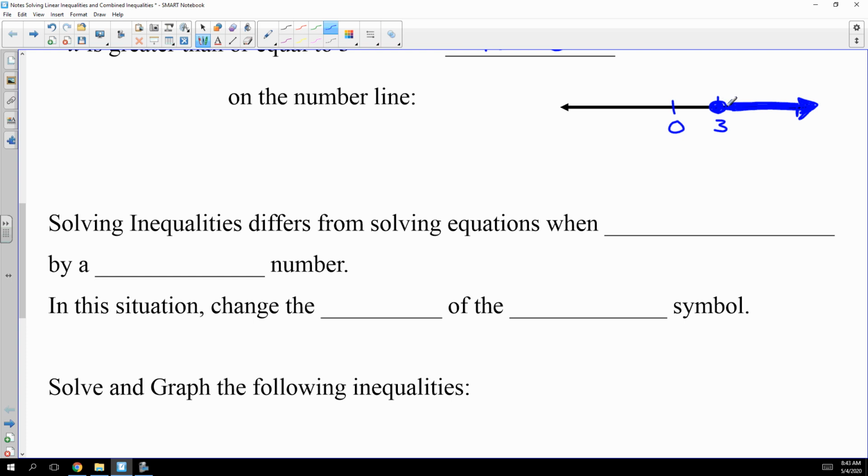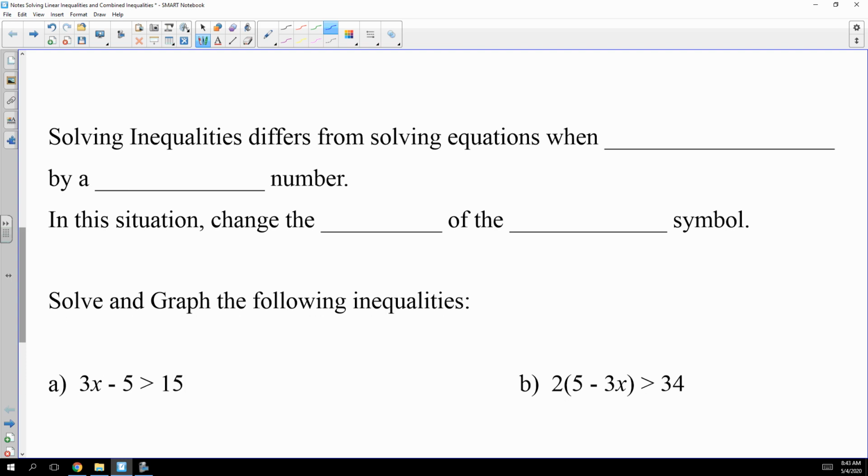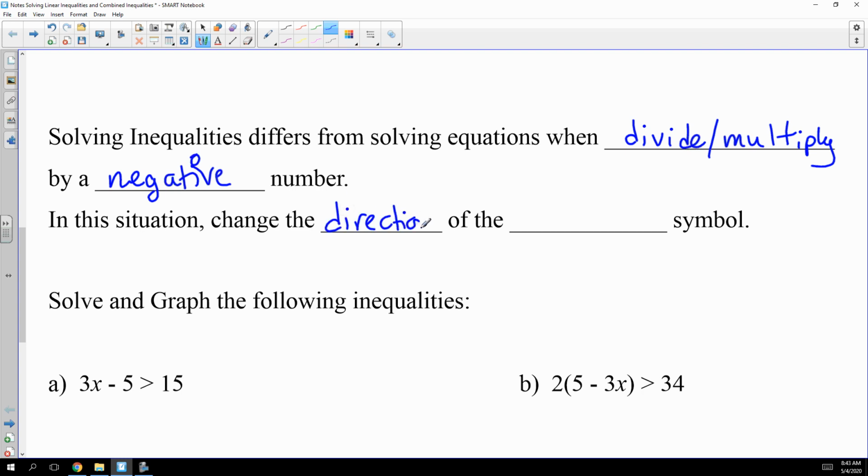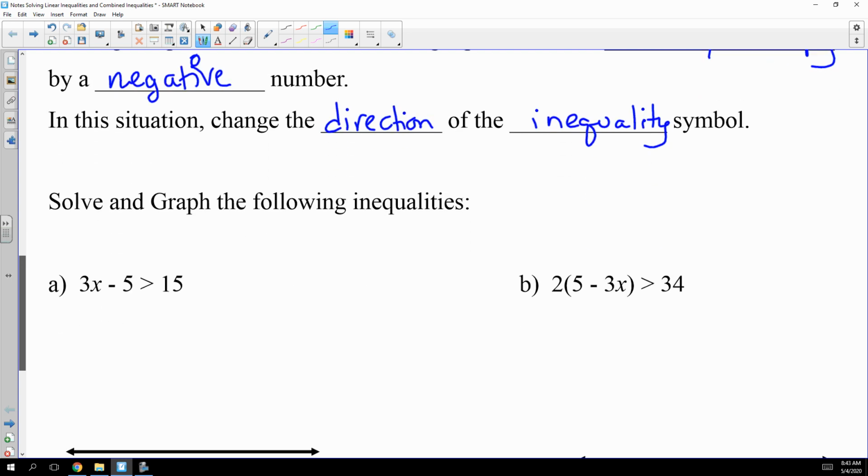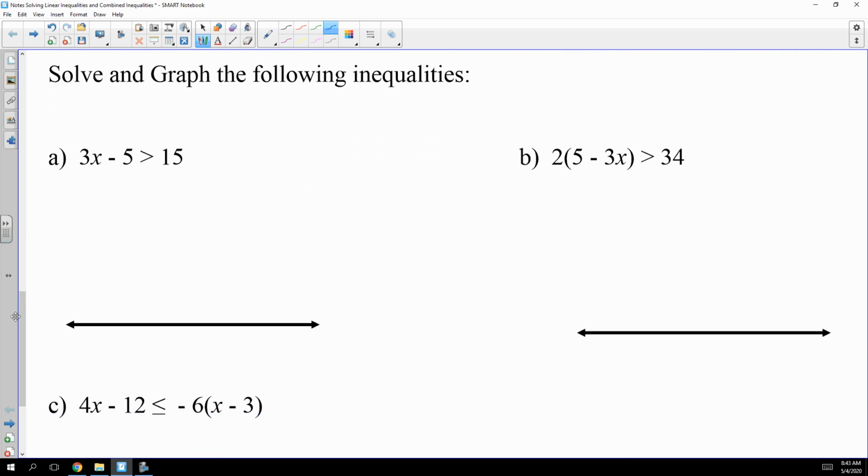So the one way in which solving inequalities differs from solving equations is when you have to divide or multiply by a negative number, right? So negative means we're kind of doing the opposite. And in this situation, we're going to change the direction of the inequality symbol. So if it's a less than and you have to multiply or divide by a negative number, then you're going to change it to a greater than, et cetera. So we're going to practice a couple of these and see if we can experience a little bit of each of those things.